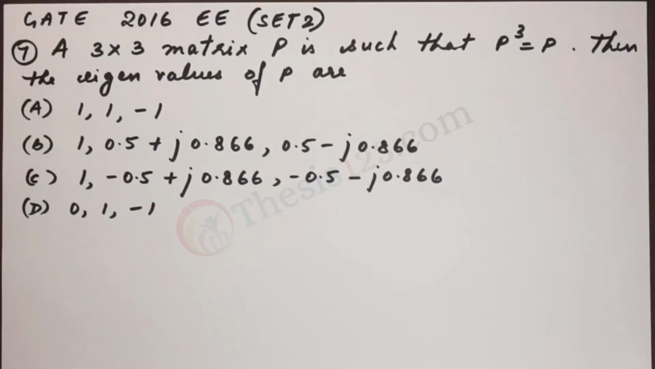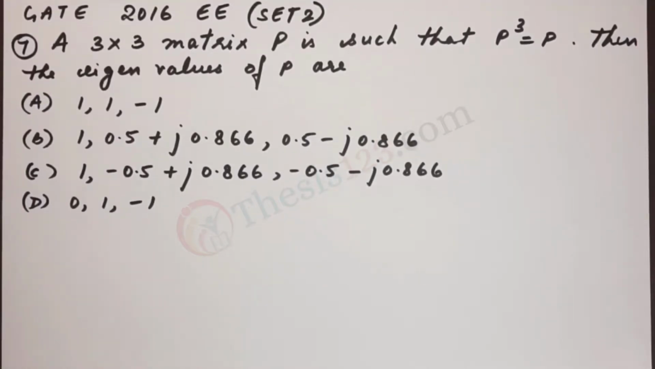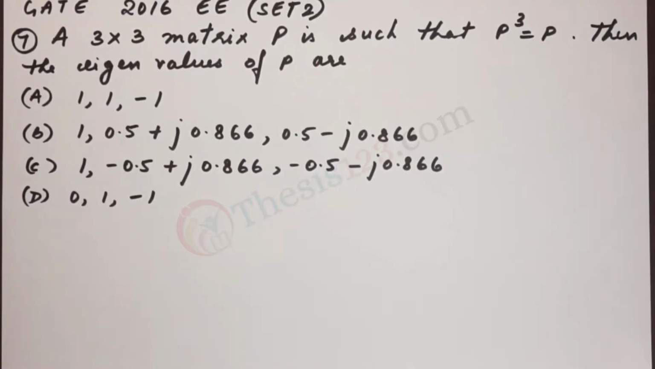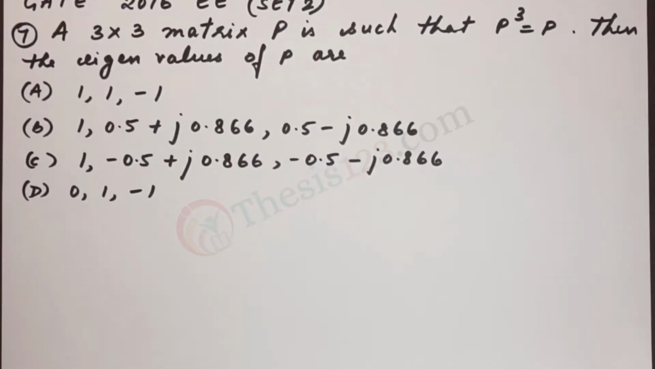I hope this has helped. Here's the next question, number 7. A 3 by 3 matrix P is such that P cubed is equal to P. Then the eigenvalues of P are, and we have our 4 different options.